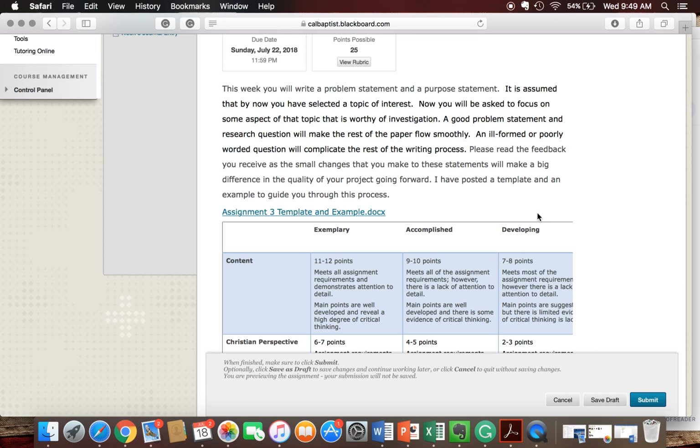A good problem statement and research question will make the rest of the paper flow smoothly. An ill-informed or poorly worded question will complicate the rest of the writing process. Please read the feedback you will receive, as the small changes that you will make to these statements will make a big difference in the quality of your project moving forward. And I have posted a template and an example here in assignment 3 that will hopefully help guide you through this. And let me open that for you.